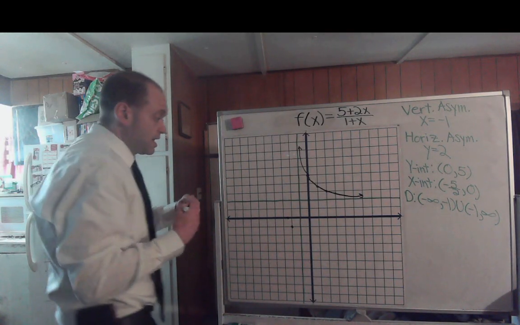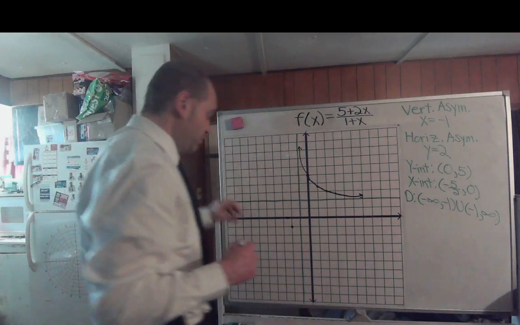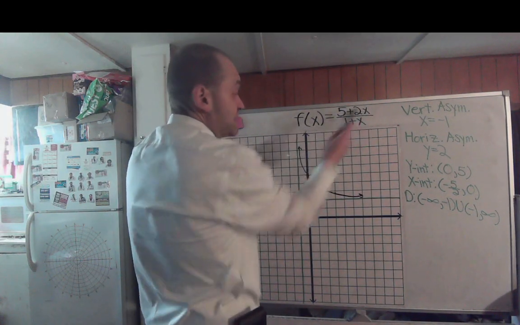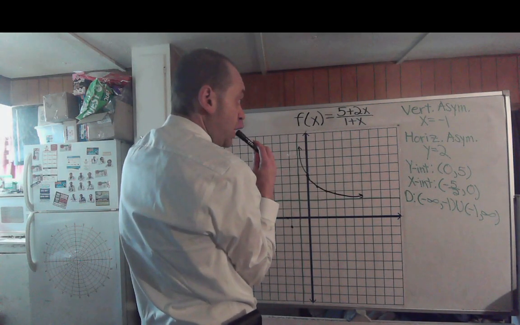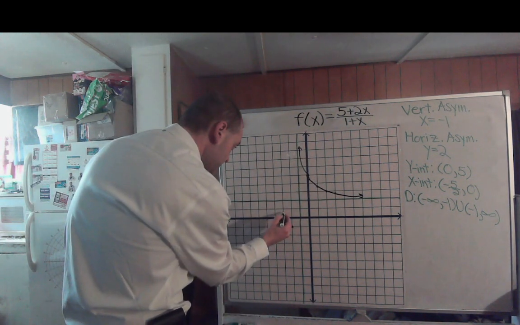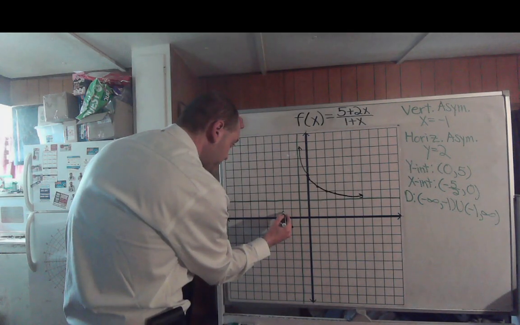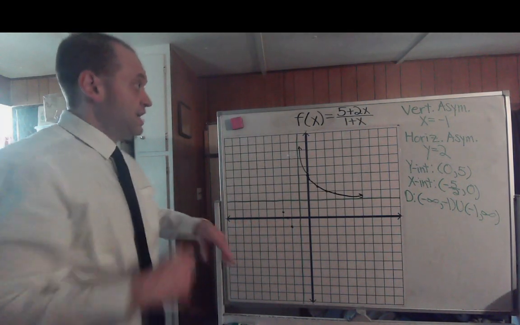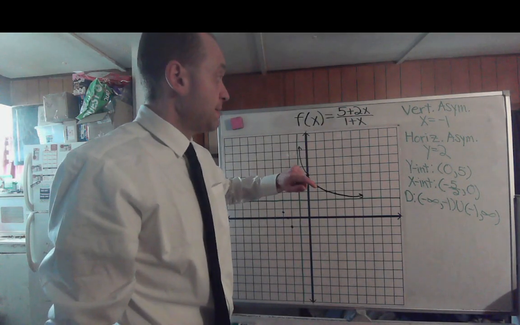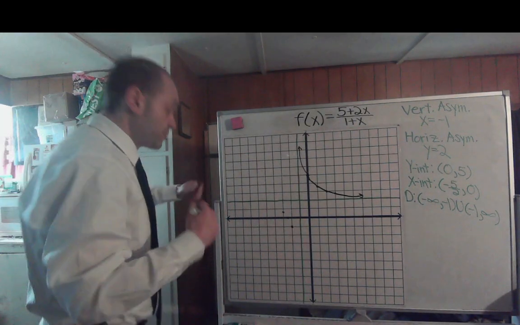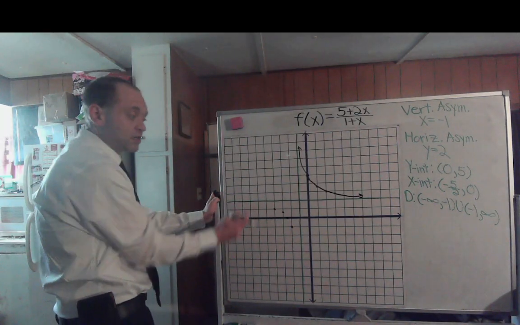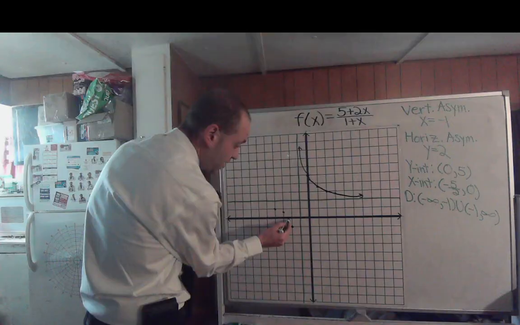Alright, and then let's put in the full-fledged negative 3. 5 minus 6 is negative 1, over 1 minus 3 is negative 2. You would actually end up getting positive 1/2. Let's put in negative 4. So 5 minus 8 is negative 3, over negative 3 would give you positive 1. And as you see, you're getting infinitely closer and closer to y equals 2, but you'll never actually reach it.